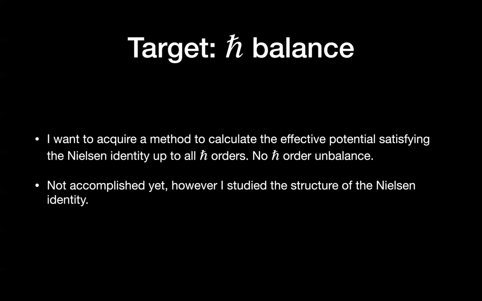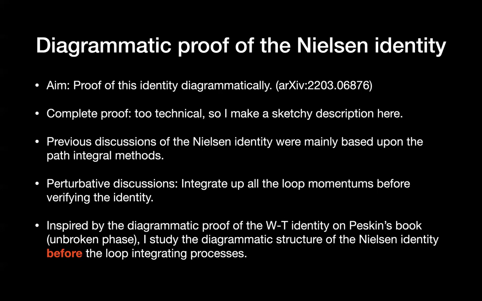However, during this process, I studied the diagrammatic structure of the Nielsen identity. And I think this study can help people to calculate the effective potential up to all orders and to examine their results. So it's still helpful for current practical calculations. So I just wrote a paper and posted it to the arXiv about the proof of the Nielsen identity in a diagrammatic form. The complete diagrammatic proof of this Nielsen identity is too technical to be presented in this talk, so in this talk I just give a very sketchy description.